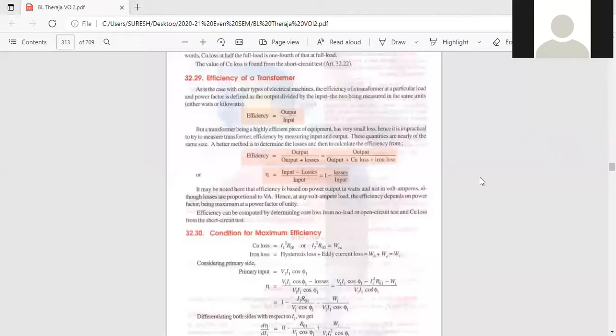Today we'll discuss the efficiency of a transformer. What is the efficiency of a transformer? It is output by input.